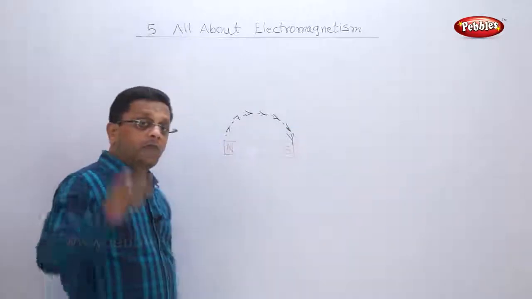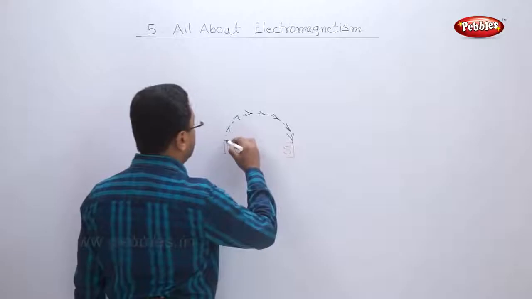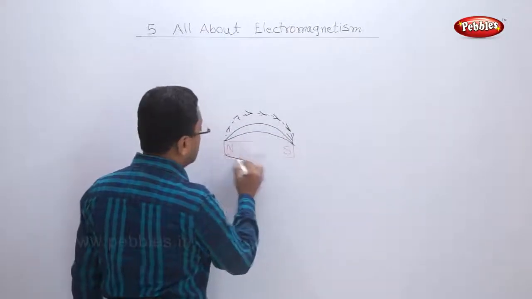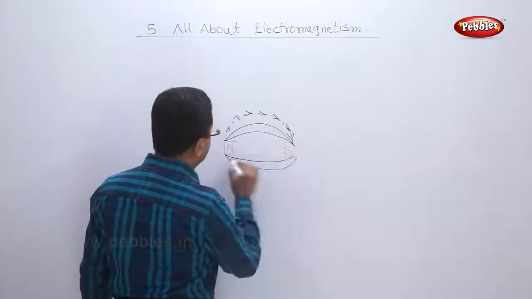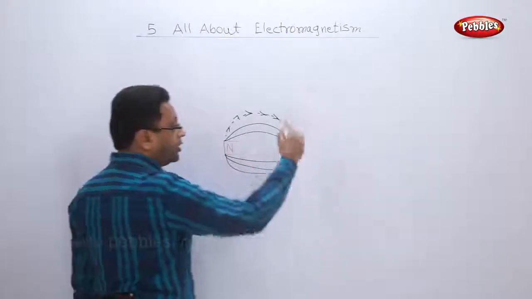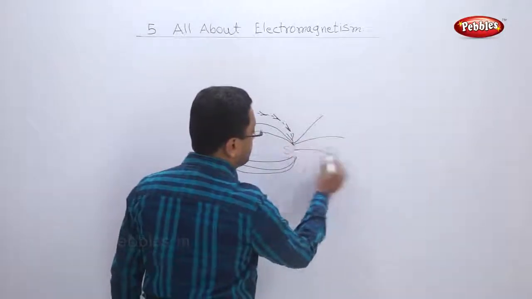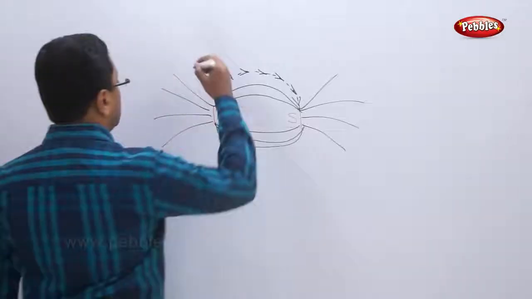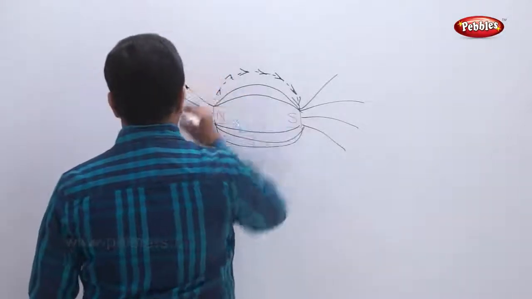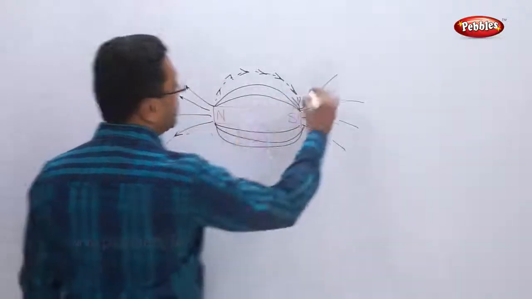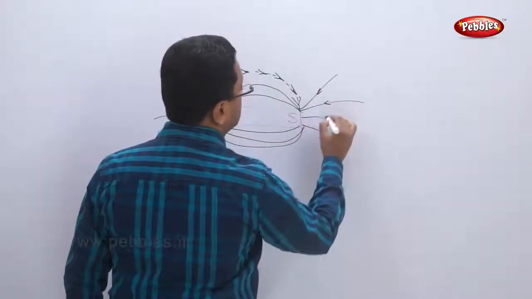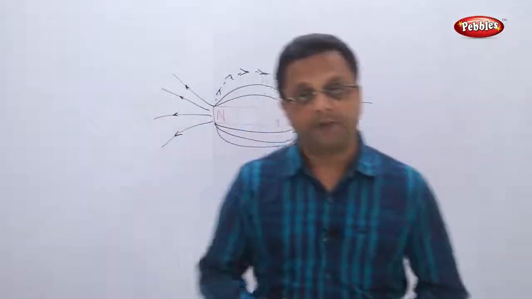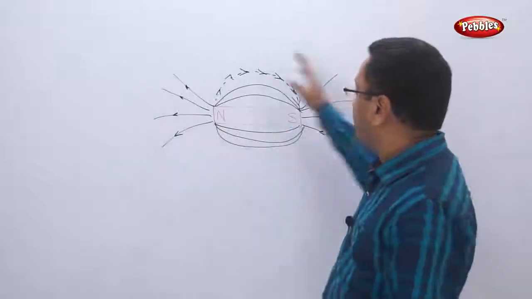Now suppose I repeat this experiment many times, what will I get? I will get such curves, and on the other side also I will get such curves, and on this side I will get such lines. Here it will be marked outwards, and here it will be marked inwards. These are the arrows of the magnetic compass. Now you will see some figure like this.